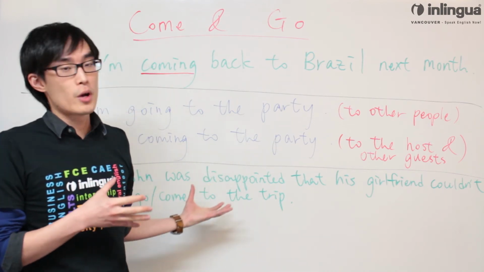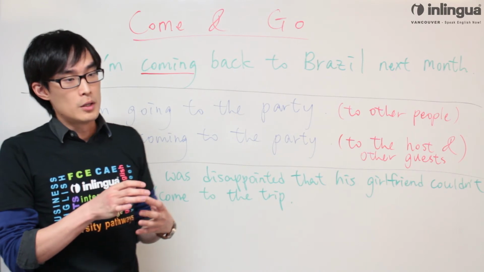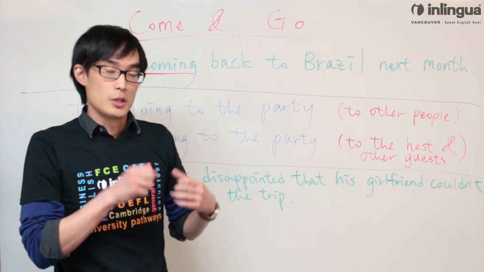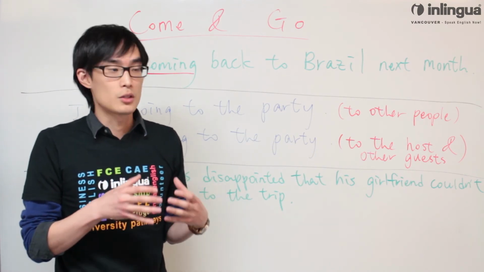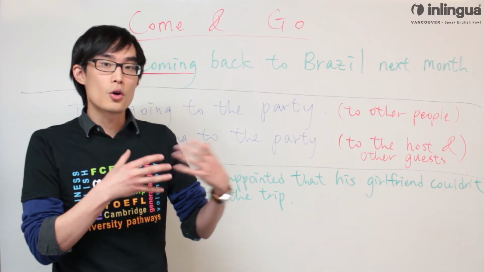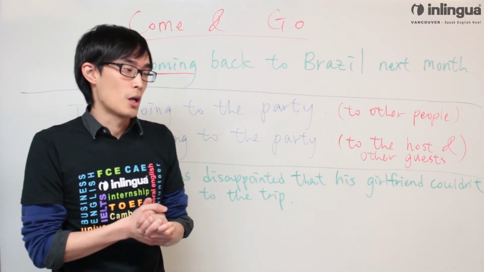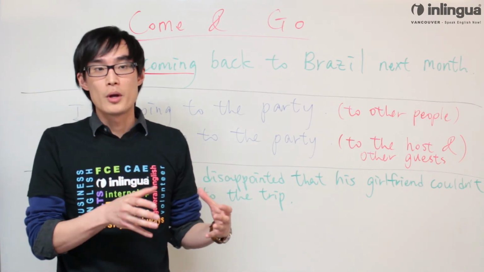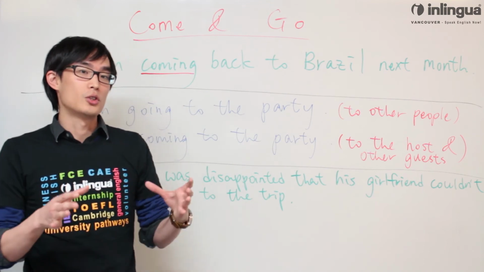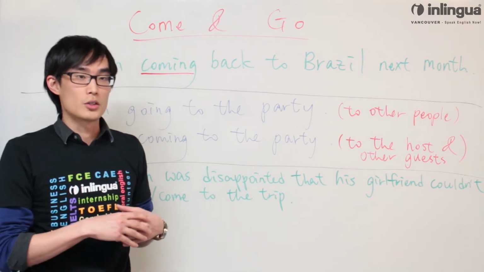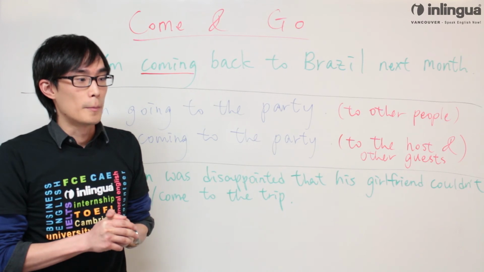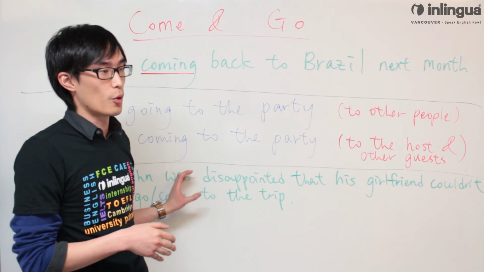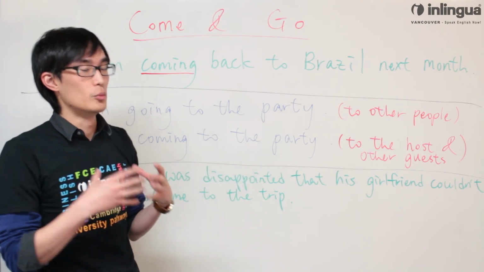But if you look at the whole situation from maybe his girlfriend's standpoint, then you could say go, because maybe his girlfriend was busy or something, so she couldn't go to the trip, right? So you say John was disappointed that his girlfriend couldn't go to the trip, and when I say that, I'm looking at the whole situation from his girlfriend's point of view, even though obviously in this case John is the starting point.